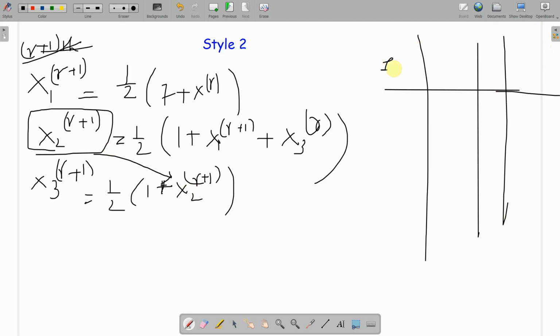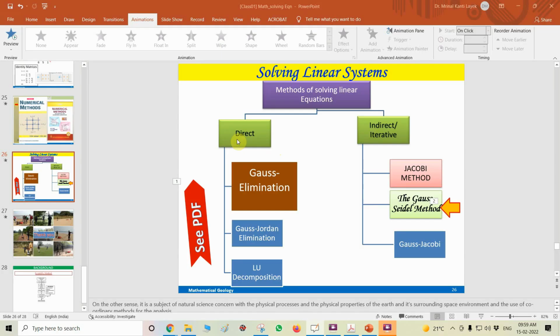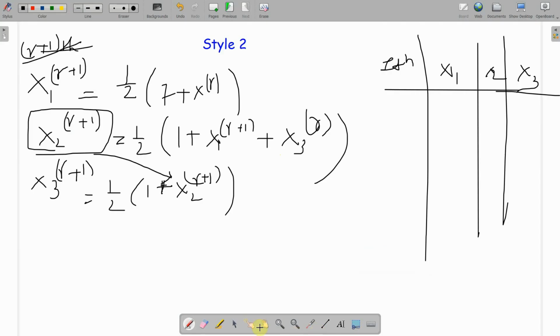Okay, so on this side I'll be writing the iteration. This is x1, x2 and x3. The initial guess is 0 0 0. Then I have the value at the first iteration. What are the values of x1, x2, x3? 3.5, 2.25, and the third one we did calculate, 1.625.